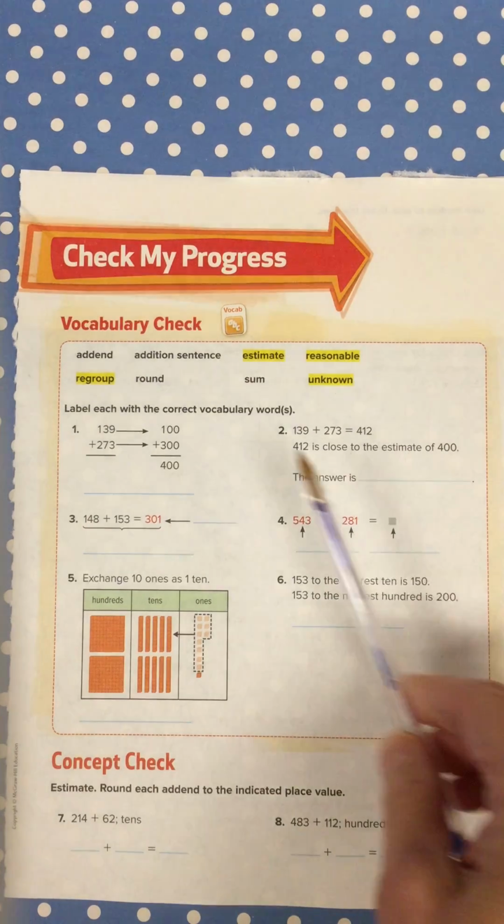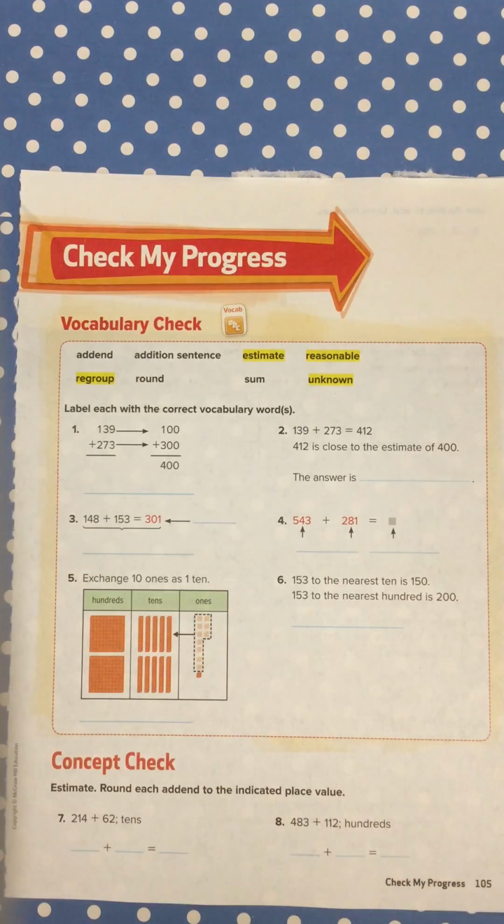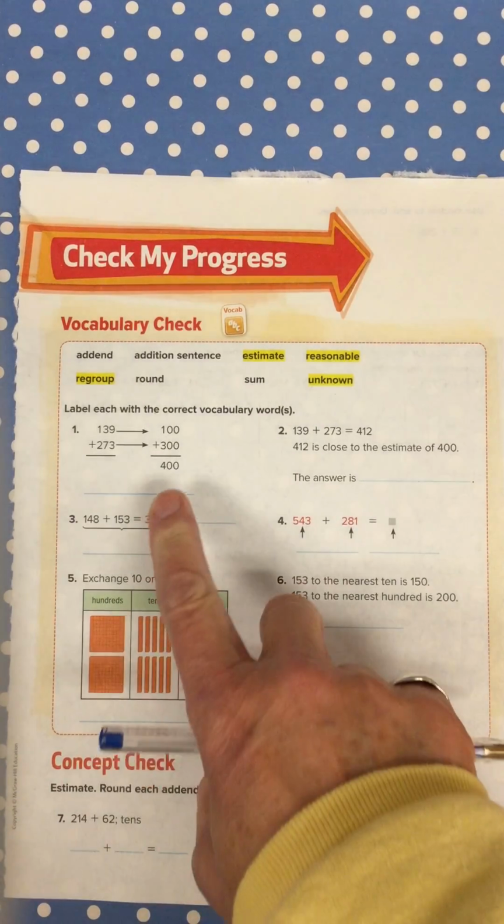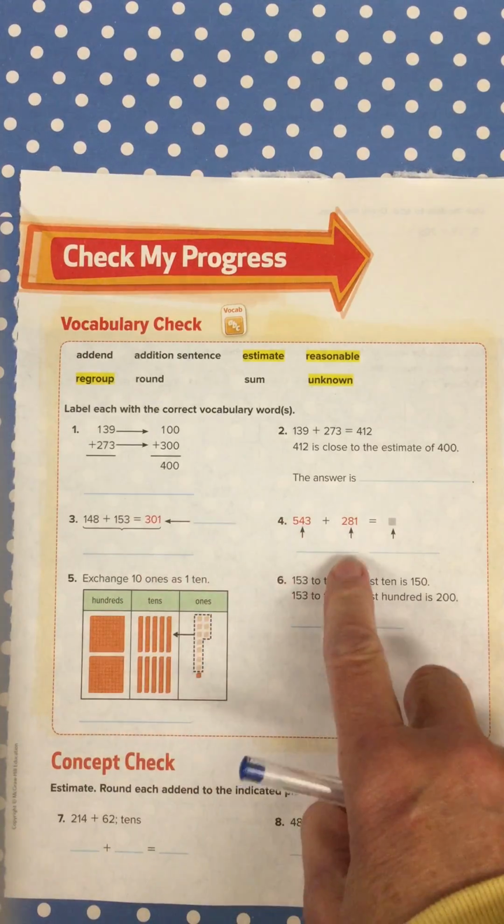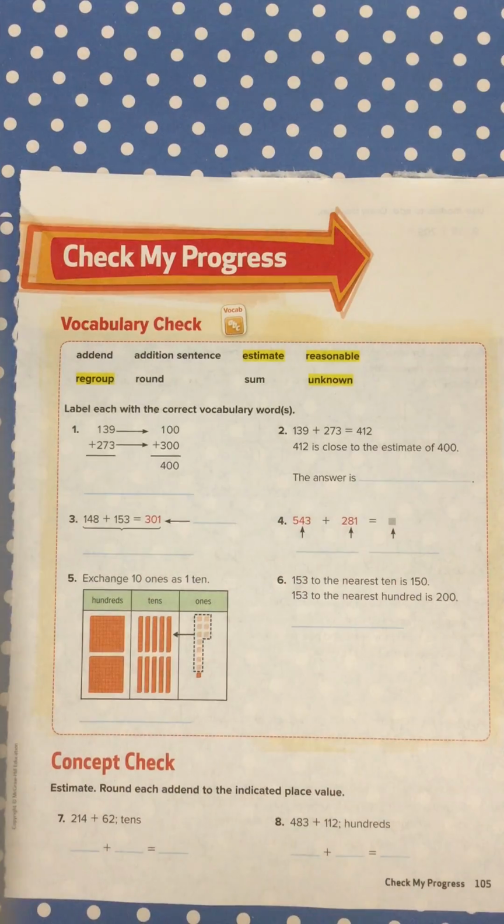So this very first thing is called a vocabulary check. It gives us 8 words and it wants us to put them on the lines that you see underneath them. So you're going to see boxes on the screen to do. So let's do one together.